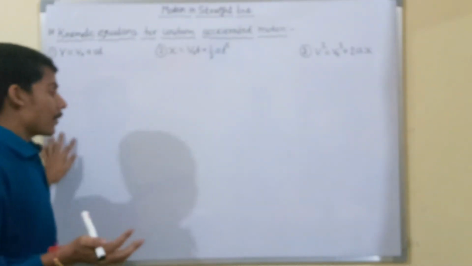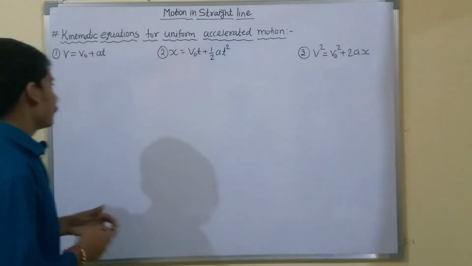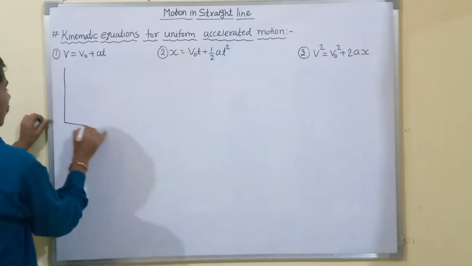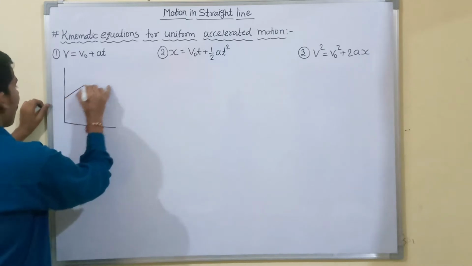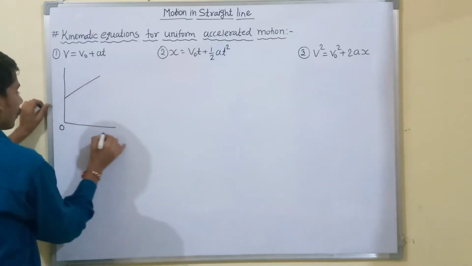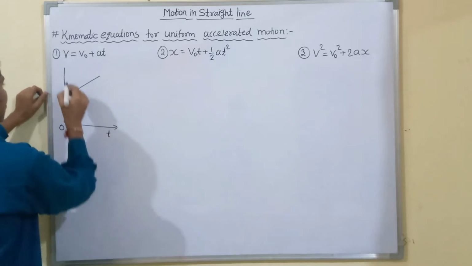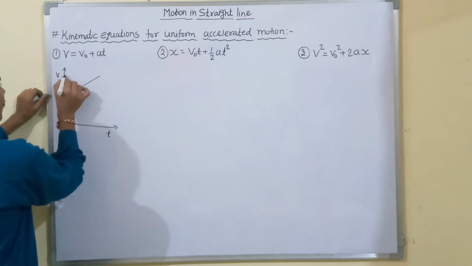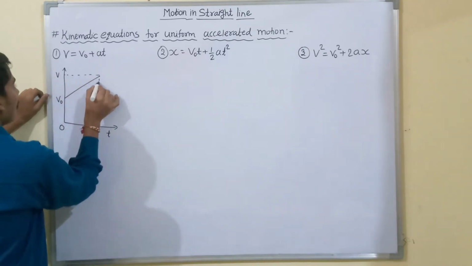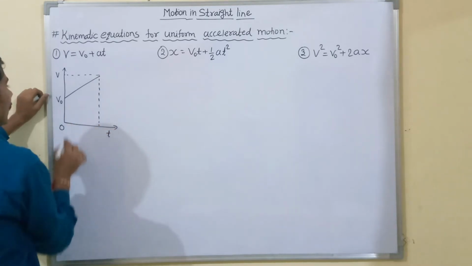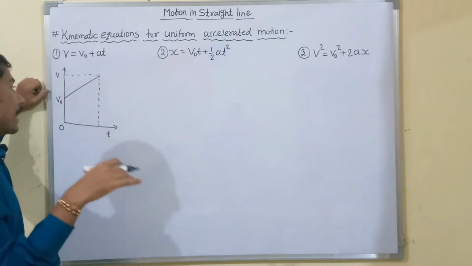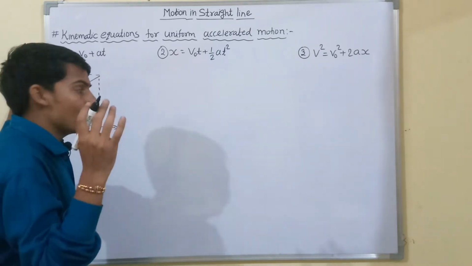Now from the starting, take a graph first. We are taking a graph with 0 to t on the x-axis and this is the y-axis, that is initial velocity v0 and final velocity v. All of us know that initial velocity is denoted by v0 and the final velocity is denoted by v.